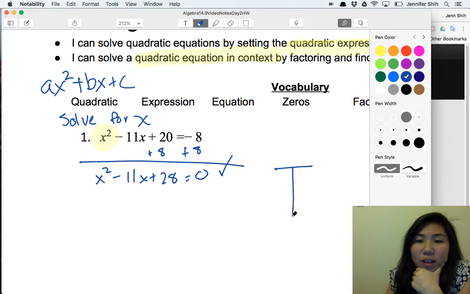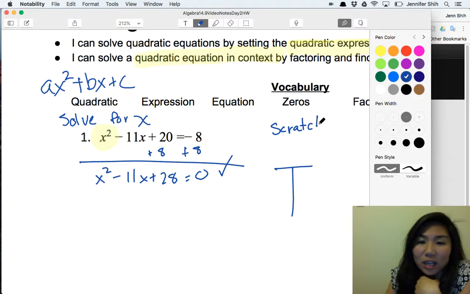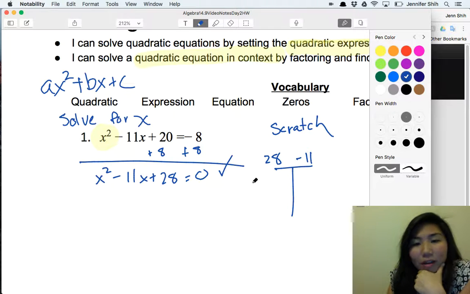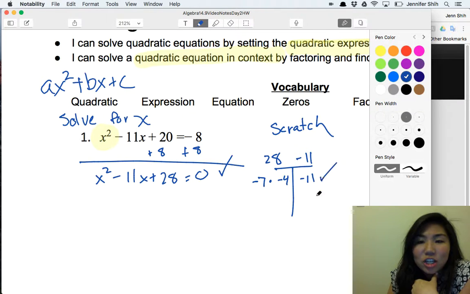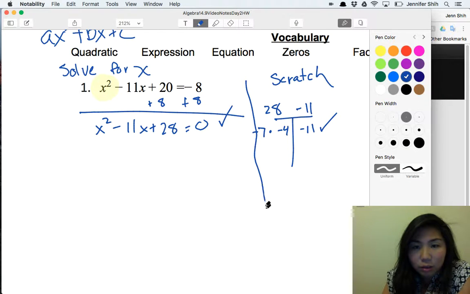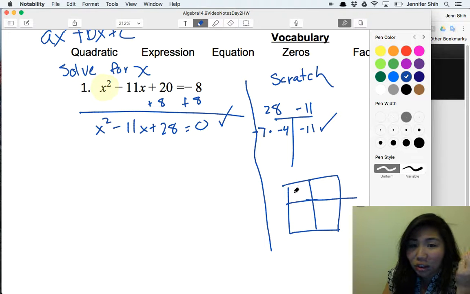Notice that this will be my scratch area. I need factors of 28 that add up to negative 11. Let's see. How about negative 7 times negative 4? That adds up to negative 11. Check. So in my scratch work column, I'm going to do my reverse box method. Some of you can do this in your head already, which is really good. I'm factoring this here. But some of you are going to continue to use box method, and that is perfectly okay.